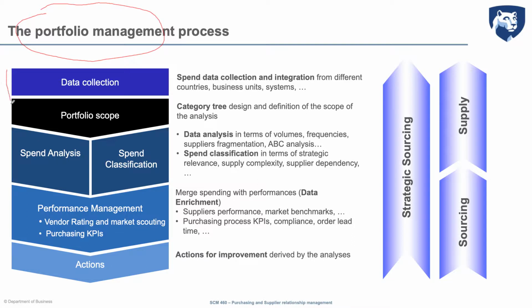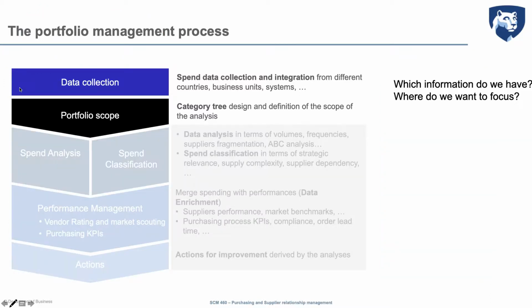In particular, we have seen that how to define the category strategies for all the categories is called the portfolio management process. The first step in the portfolio management process refers to how to collect data and define the portfolio scope, so the types of categories that are included in your analysis. This is fundamental because, again, purchasing is based on spending. Spending means data, means orders, means suppliers, means numbers. So the first step to perform a portfolio management analysis is to collect data and then understand which types of categories fall within the scope of your analysis.